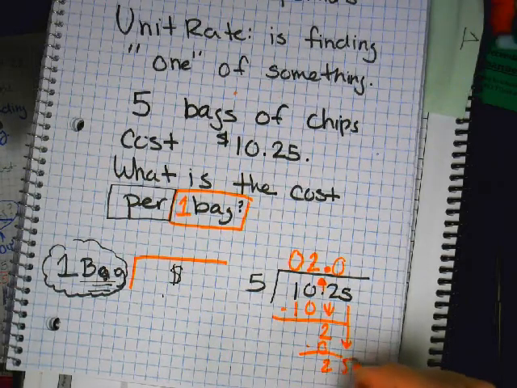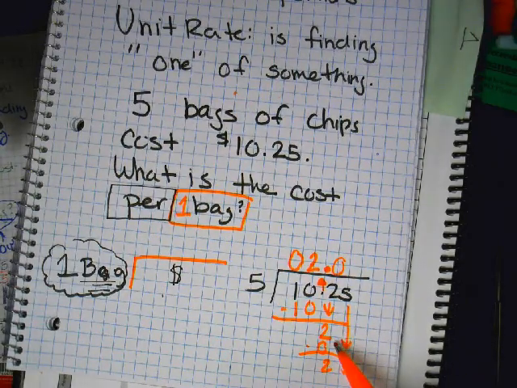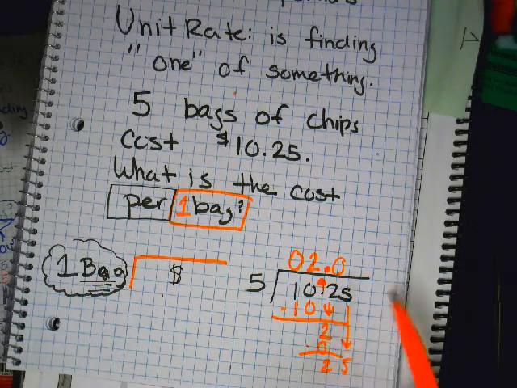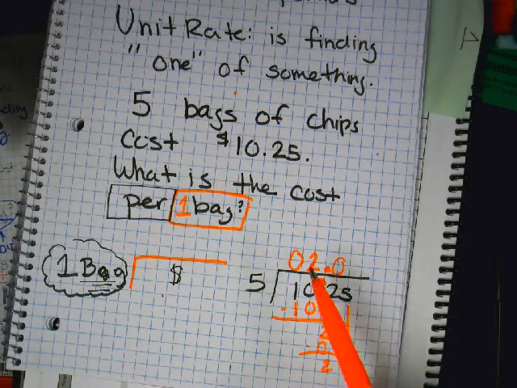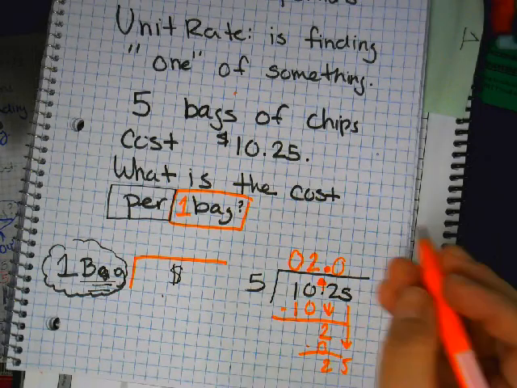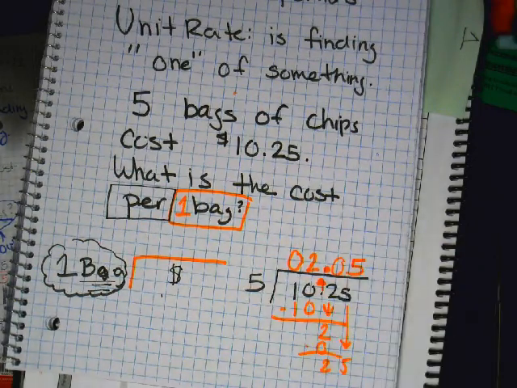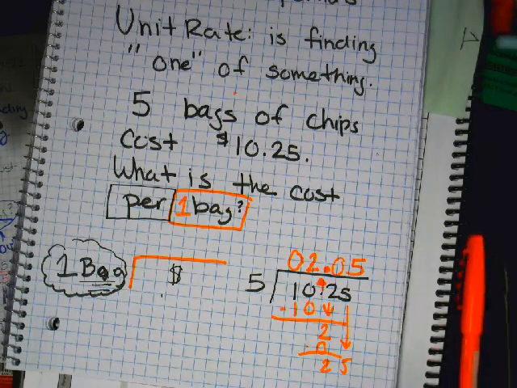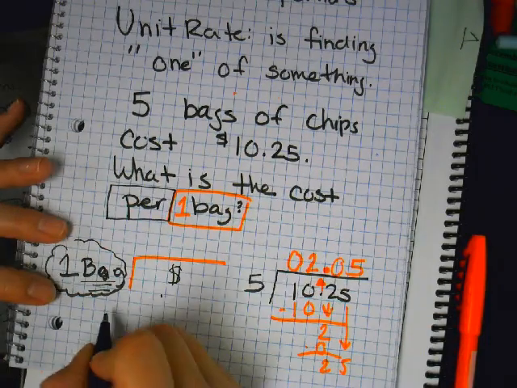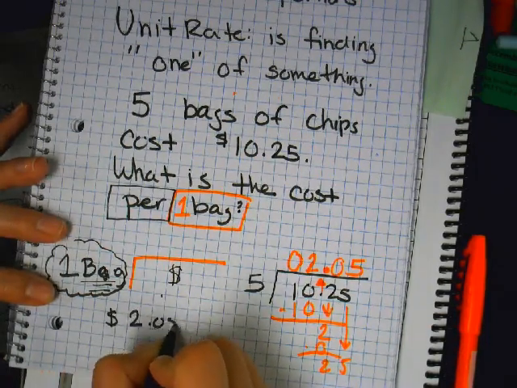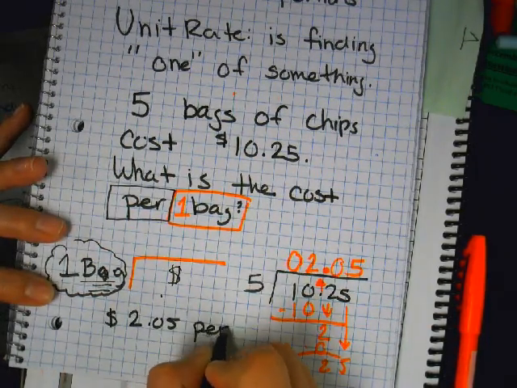You can't bring two numbers down at the same time. So I brought down the 2. Now I got to deal with the 2. Now I have 25. How many times does 5 go into 25? 5. So my answer is 2.05. Now what does this mean? For one bag, exactly. So it's $2.05 per bag.